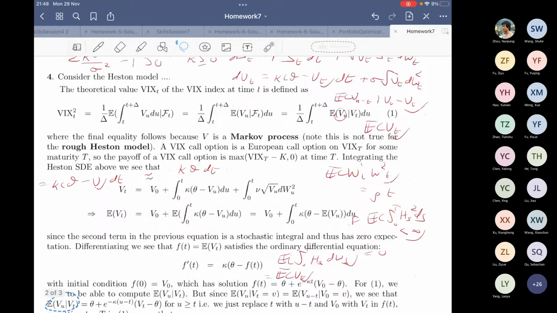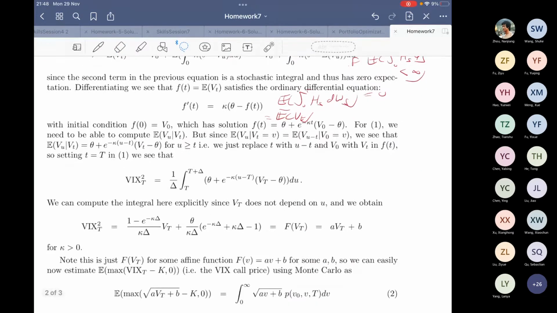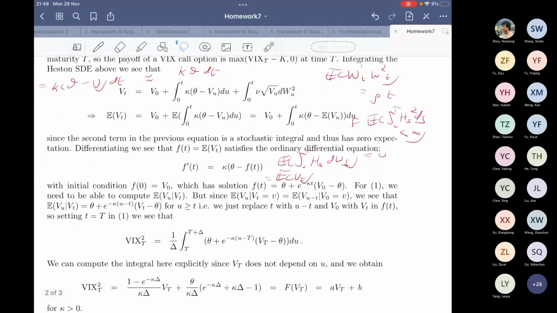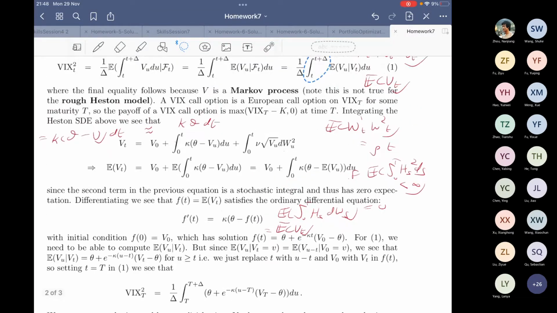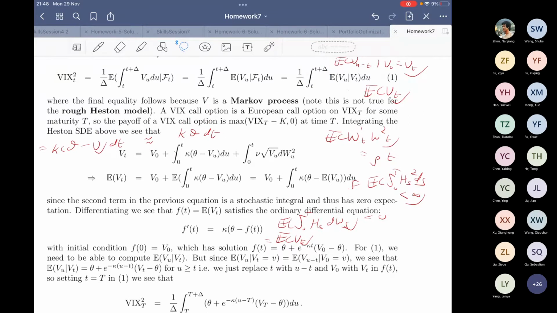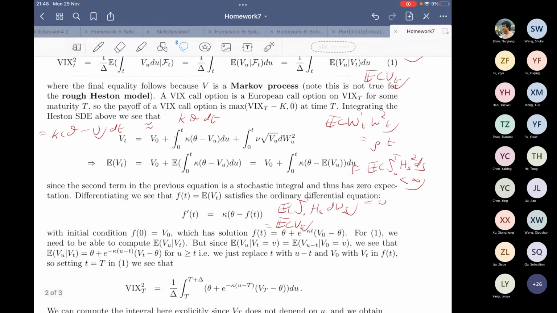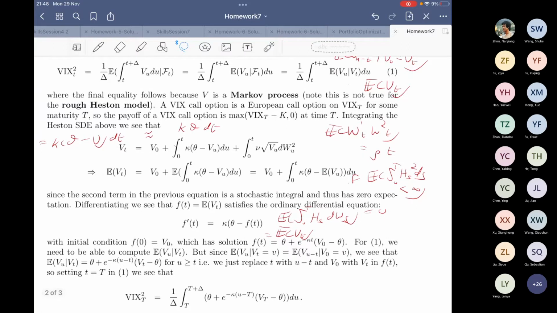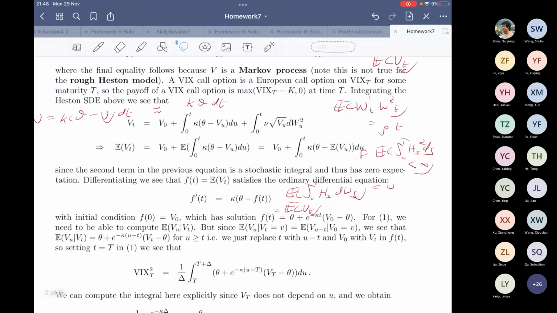Why do we care? Well, it appeared back here in our expression for this Vic squared. But we also still have an integral here. Usually when we have a maturity of an option, we use capital T. So if I rewrite this whole expression, but setting little t equal to capital T, I now get Vic T squared is equal to 1 over delta times that integral, and then that expectation that I've just computed.